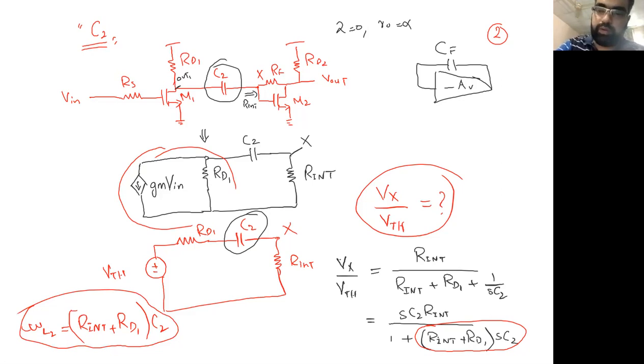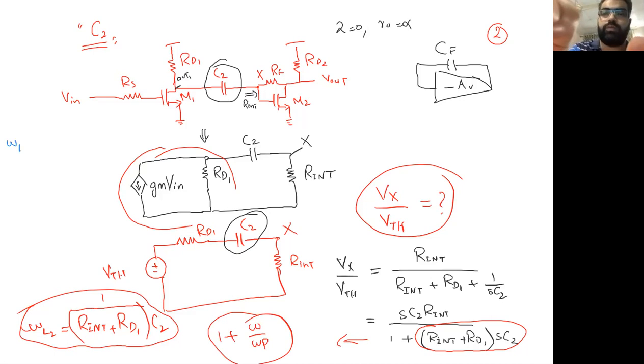Sorry, just 1 over, not like this one, just 1 over. If you remember, this is equivalent to 1 plus omega by omega p something. Okay, so omega p will be inverse of this thing. So this pole information, the second pole, is 1 over R internal plus RD1 times C2. Let me just make sure all of you get this thing. Omega 1, or this is 2 now, not 1, is equal to 1 over C2 times R internal plus RD1.